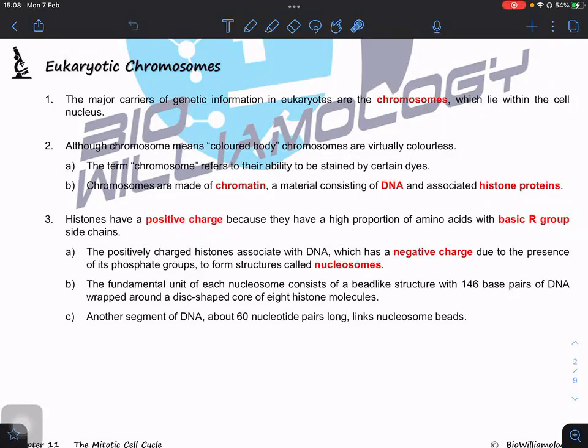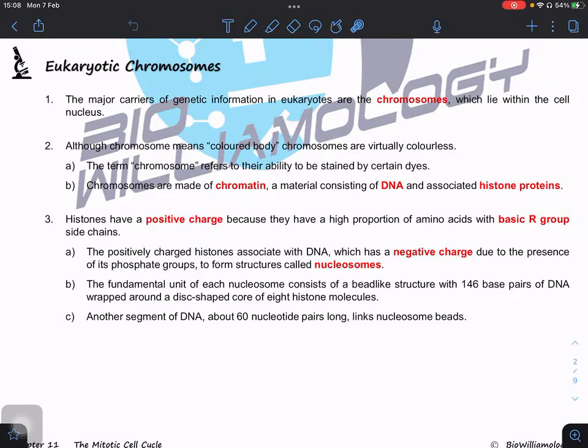Chromosome means colored body. They only give us the color when we stain them. Are you clear? We stain them. Okay, so chromosomes are made out of chromatin, a material that consists of DNA and associated histone protein.